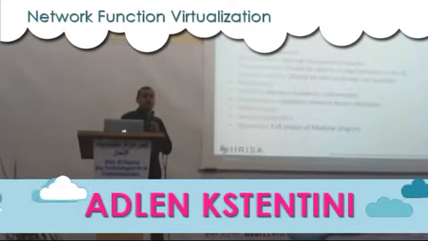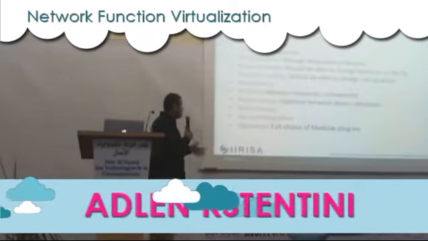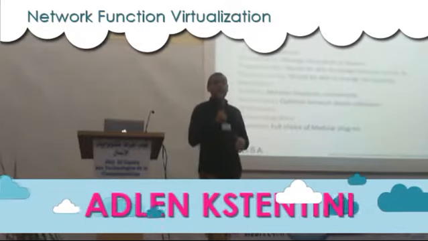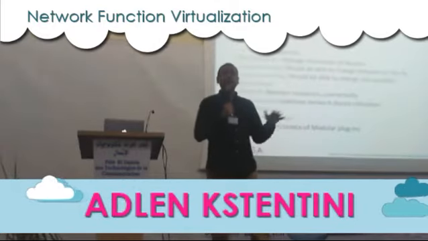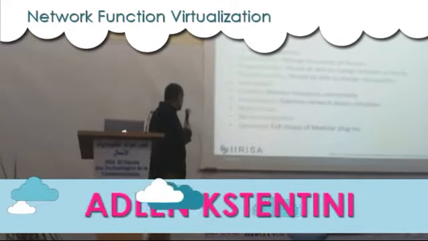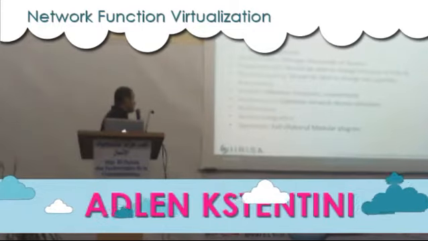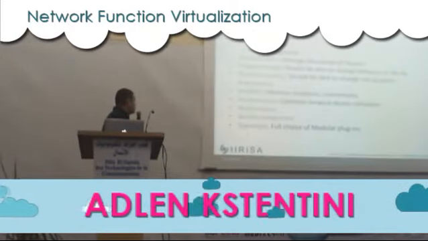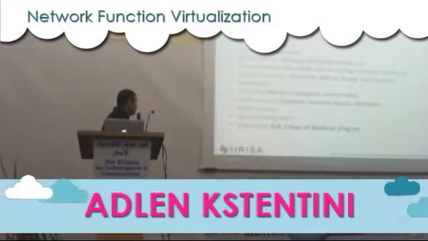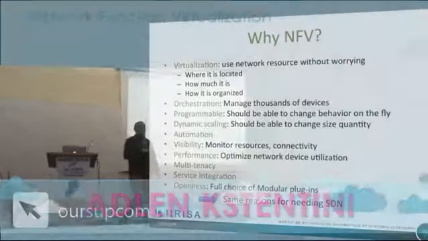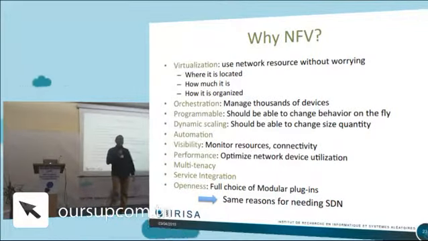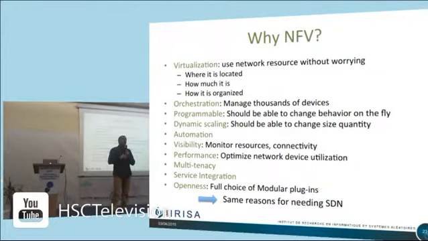So we could do a simple orchestration function, which means managing thousands of devices in a more efficient way by relying on cloud computing technology like OpenStack. So dynamic scaling, programmability, in order to program the network function, visibility, performance, multi-tenancy, which means that, for instance, a network operator can open his network for several tenants.